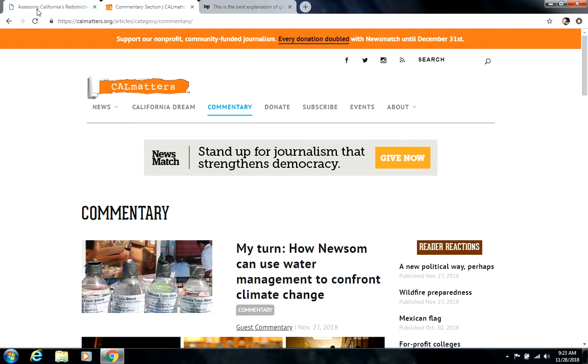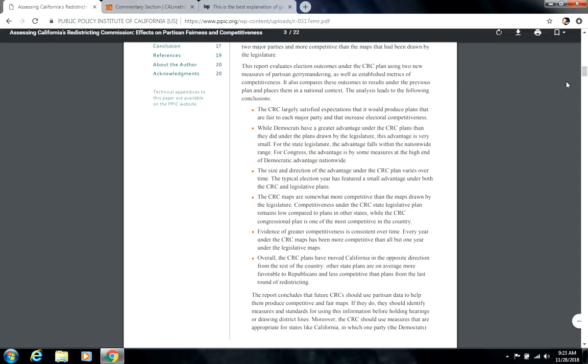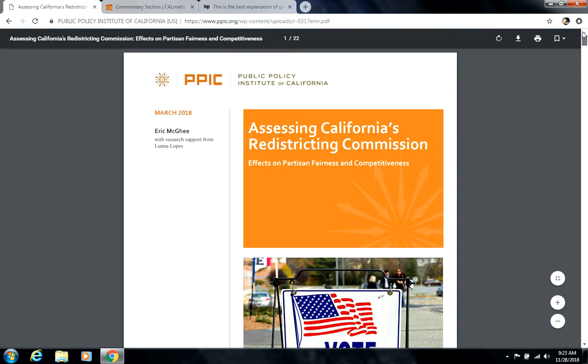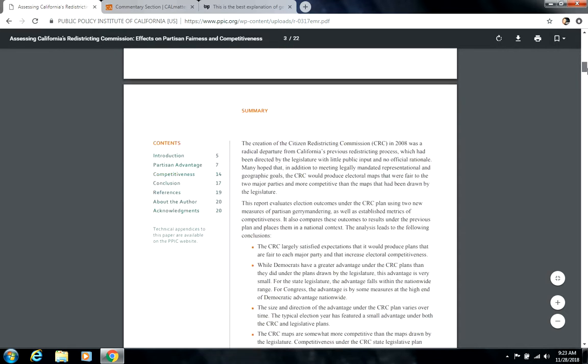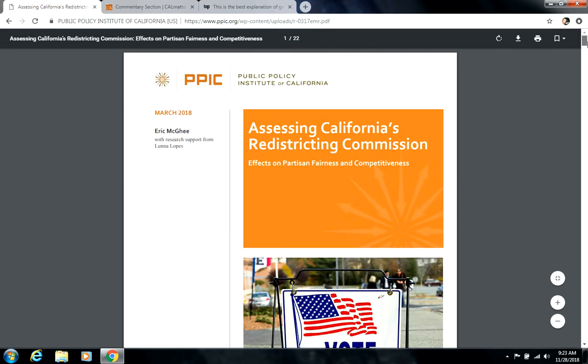Okay, and remember I told you that in California they had something new happening. Instead of drawing out these districts by a couple of people, they now have a commission. It's called the Redistricting Commission, California's Redistricting Commission. And this is an assessment that came out by Eric McGhee. He was assessing the effects on partisan fairness and competitiveness.